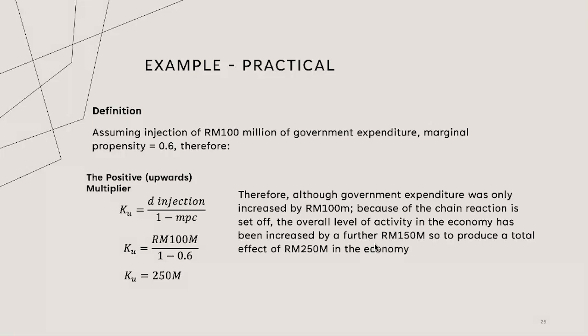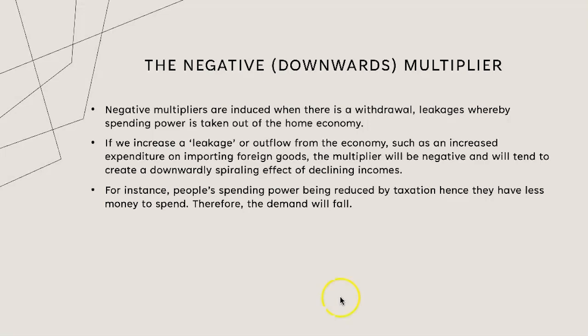So, to produce a total effect of 250 million. Initially the investment is only 100 million, tapi dia beranak-ranak due to the multiplier process. Then, at the end, akan dapat the total income ataupun the total money in the economy as much as RM 250 million.